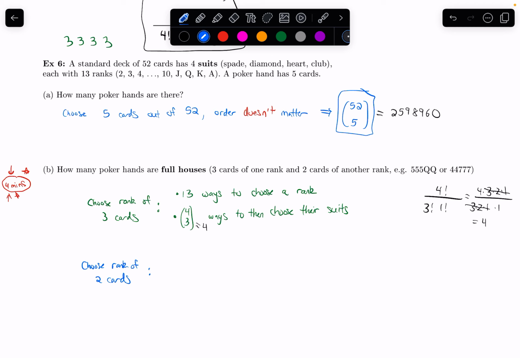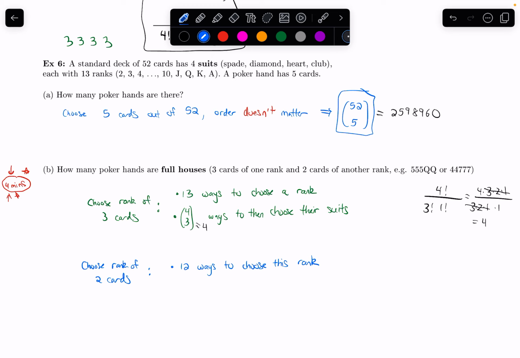I've got to choose a rank that has 2 cards in it. Well, I've already picked the rank that had the 3 cards, so the one that has 2 cards has to be different from the first one. So that means I've already picked one of the 13 ranks from which I pick 3 cards. So there are 12 remaining ranks, and I've got to pick one of those. There are 12 ways to choose this rank. It's got to be one of the remaining 12.